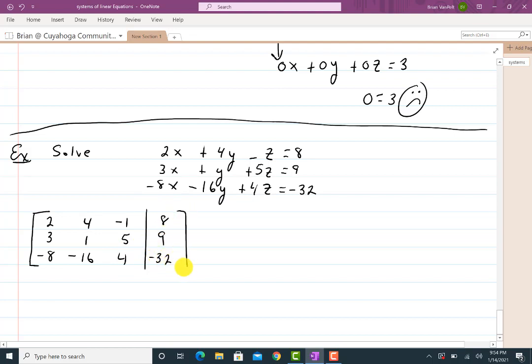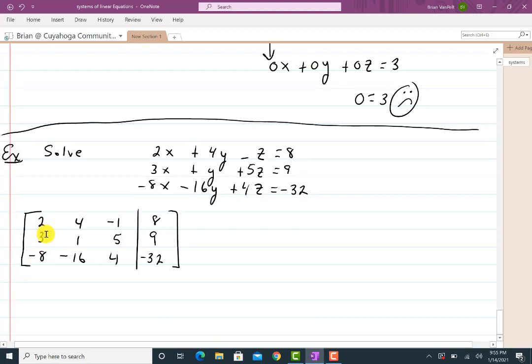And I'll start to work it here. Now I see right off the bat, I like the way 2 can wipe out the negative 8. That's nice, but 2 cannot wipe out the 3. So I'm going to multiply the second row by 2.